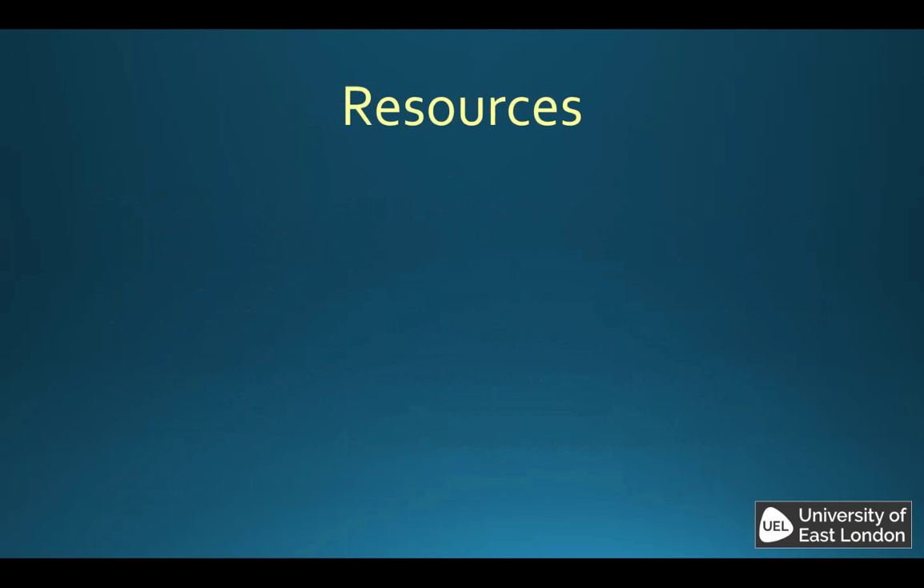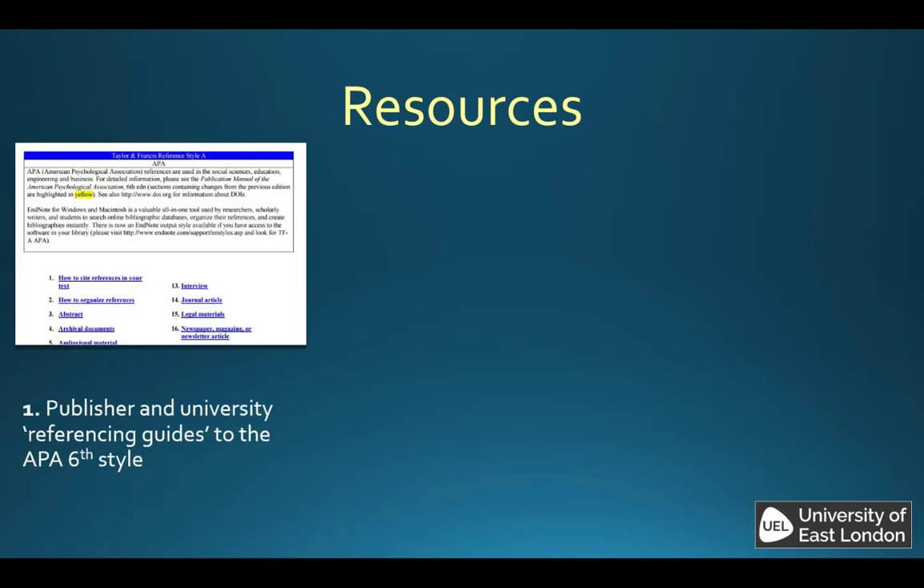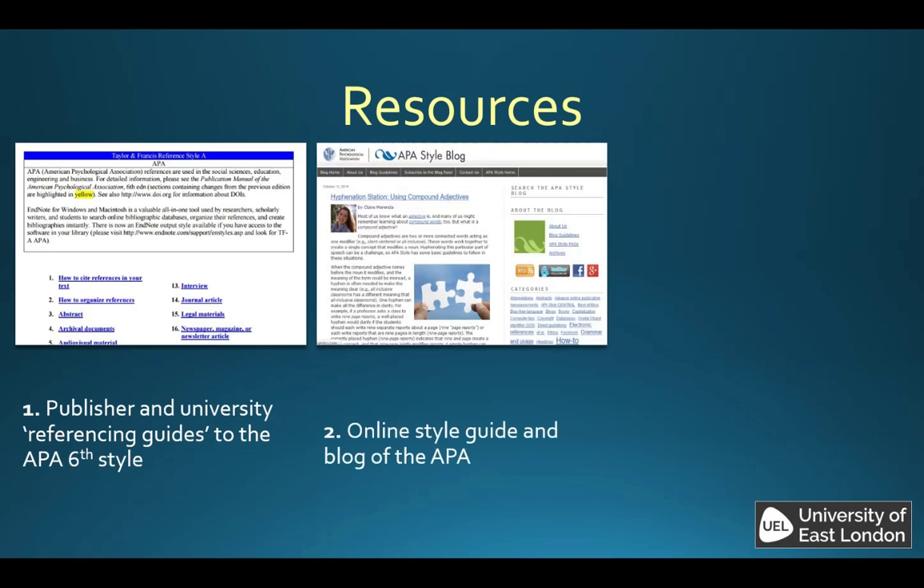There are numerous resources on the internet that can help you to do this, including a range of publisher and university referencing guides to the APA 6th style, plus the online style guide and blog of the APA. I highly recommend this APA style blog, especially for referencing conventions for digital media such as ebooks, YouTube videos, and other online sources. You can just search by keyword or browse their category cloud to obtain the information you need.